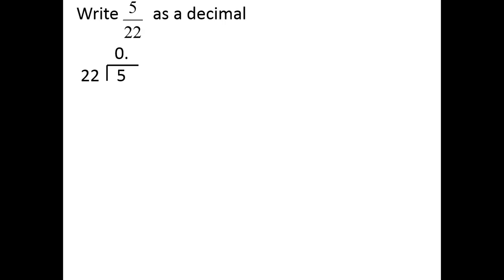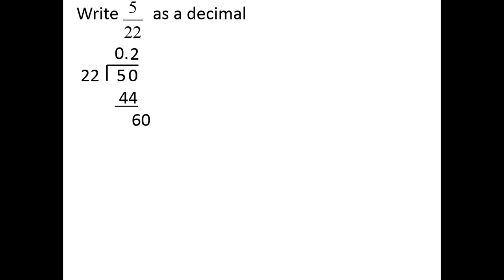Now I know this is going to repeat, and I need to continue the division until I'm certain that I have determined what the digits are that repeat. So there are no groups of 22 and 5, but if I look at that 5 as 50/10ths, there are 2/10ths inside that 50/10ths. 2 times 22 is 44. Let's subtract.